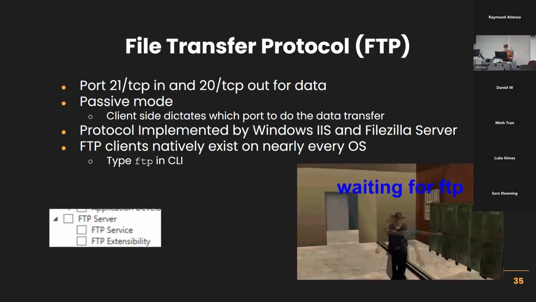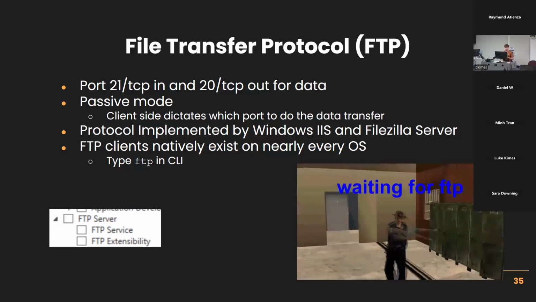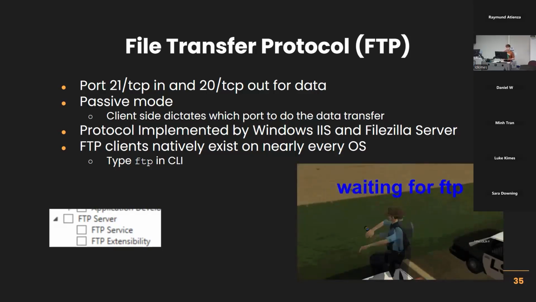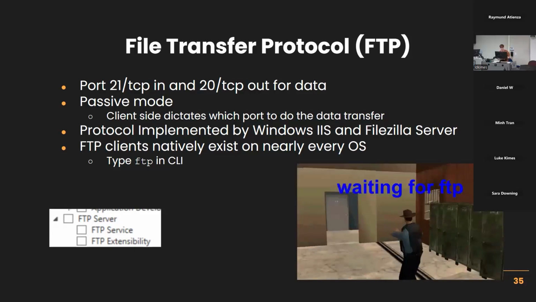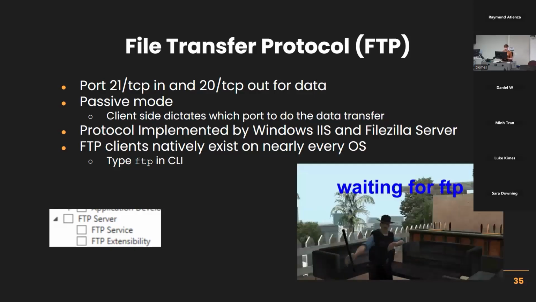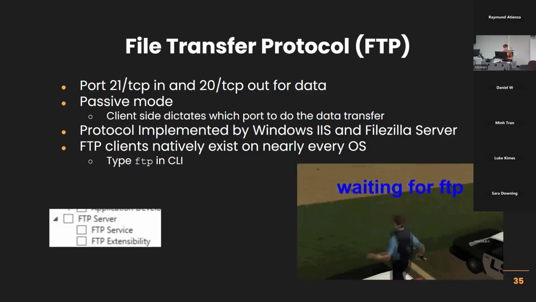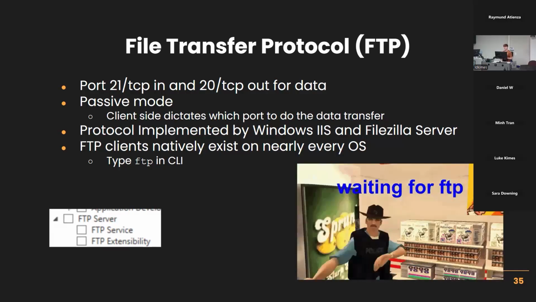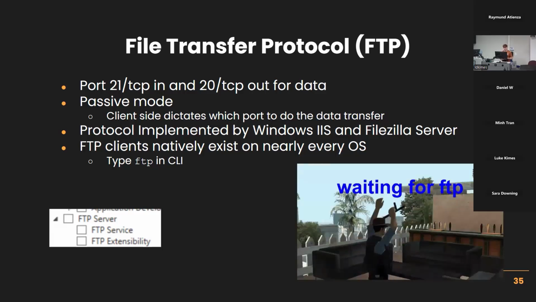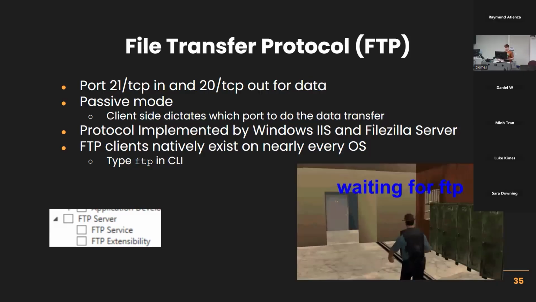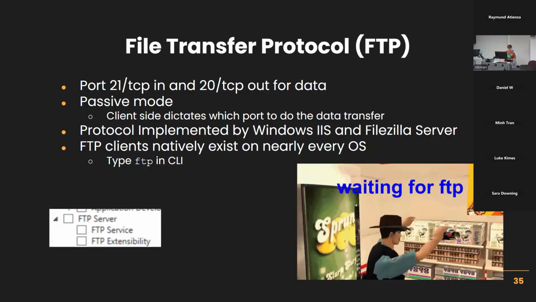Which is why on Windows, the application level firewall policies are kind of nice. And FTP clients natively exist on pretty much every OS. So if you type FTP in the CLI, you should be able to connect to an FTP server. But if you want to actually install an FTP file server on your Windows server, you can do that through the Server Manager, or you can install a third-party one that you would rather prefer.